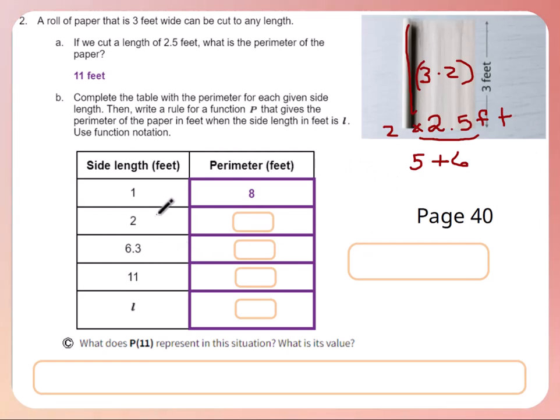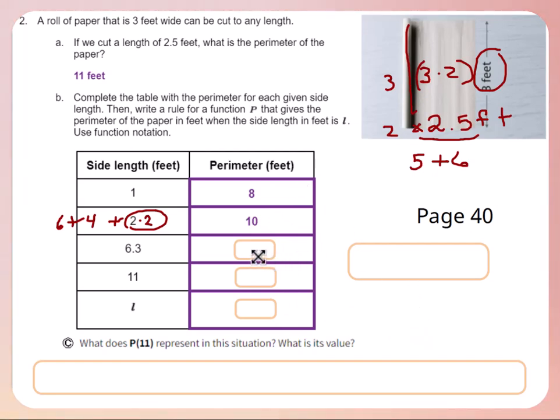Let me write out this next one. Okay, so we have a side length of 2. We actually have 2 of those. And then this side length right here is not going to change. It's always going to be 3 plus another 3 over here. So that's going to be 2 plus 2, or 4, plus 6 should give us 10. All right, work on the rest of these yourself. Pause the video and then come back and compare.